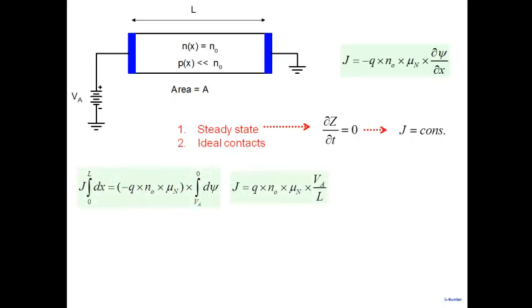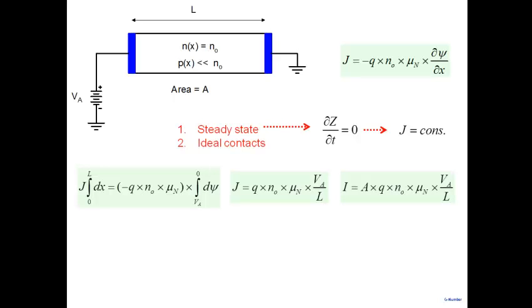So if you integrate, this will give you simply L here, and this will give you minus VA here. So you get J equal to Q n0 mu n VA by L here. And immediately you can see that J current is directly proportional to VA. If you want current, all that you need to do is multiply J by the area. So you get A into Q n0 mu n VA by L here. And therefore, what you see is an Ohm's law. Current is directly proportional to voltage here.